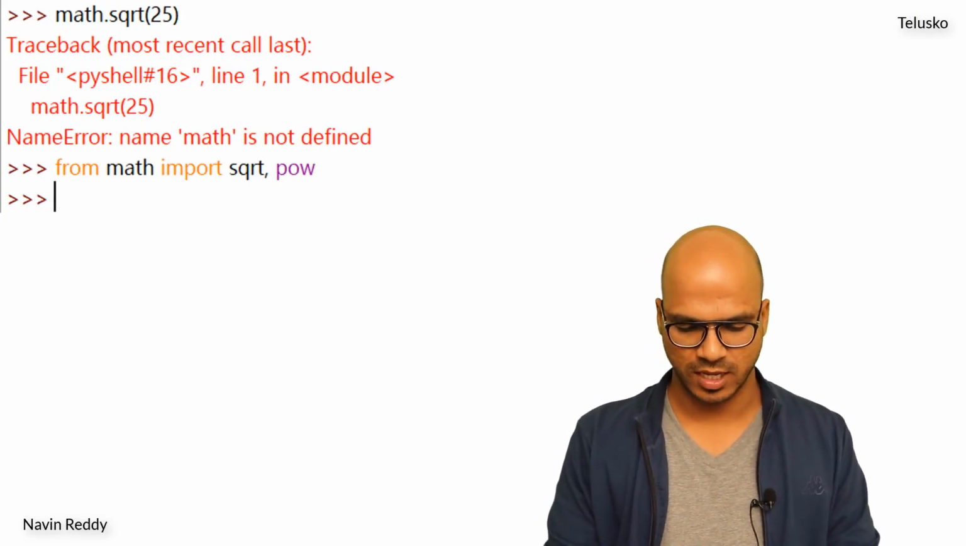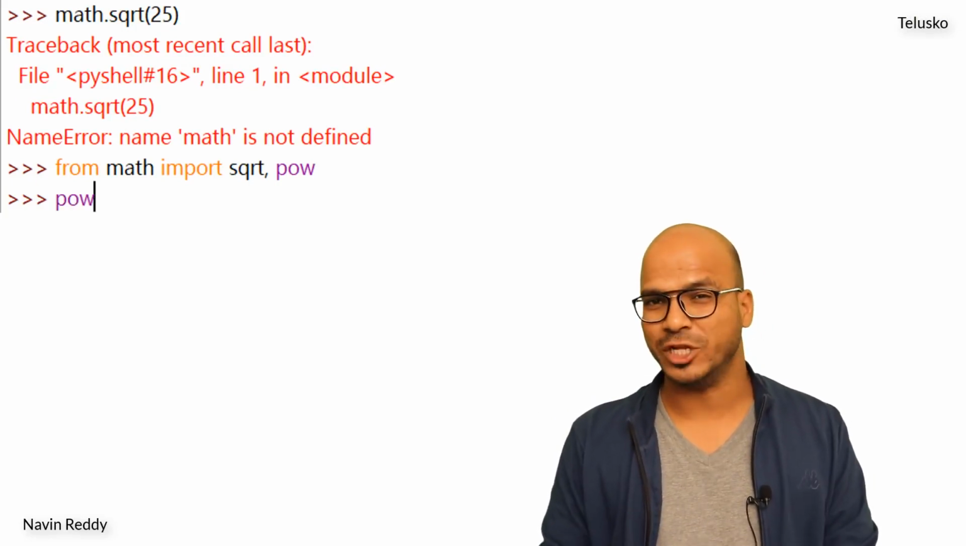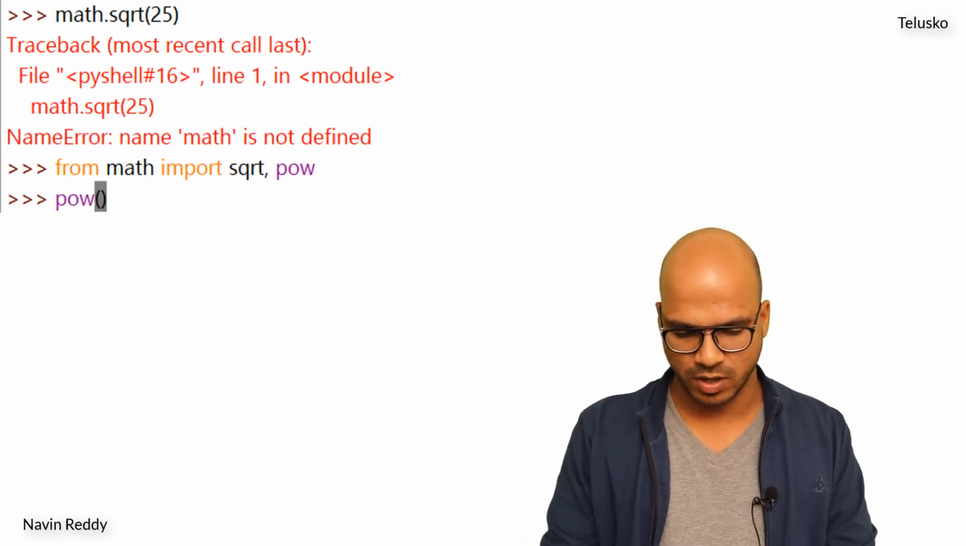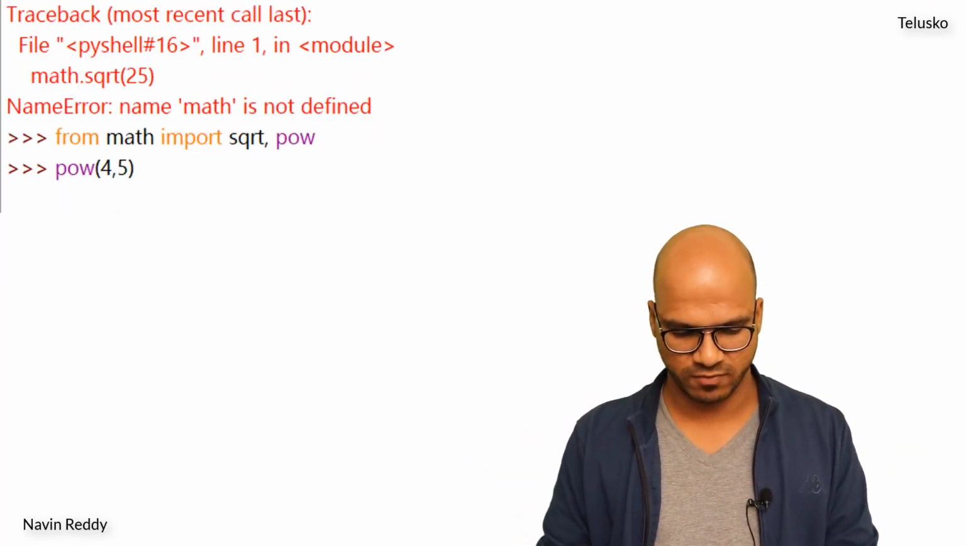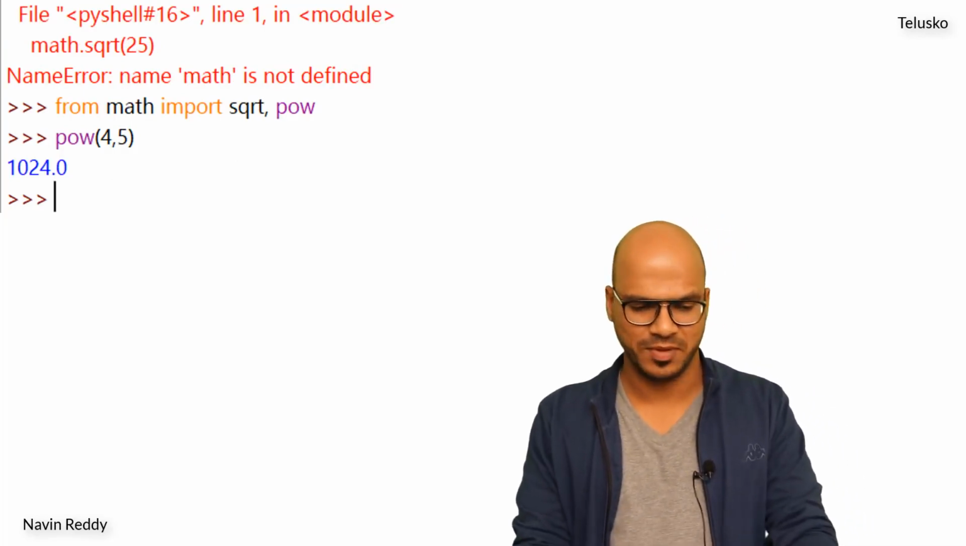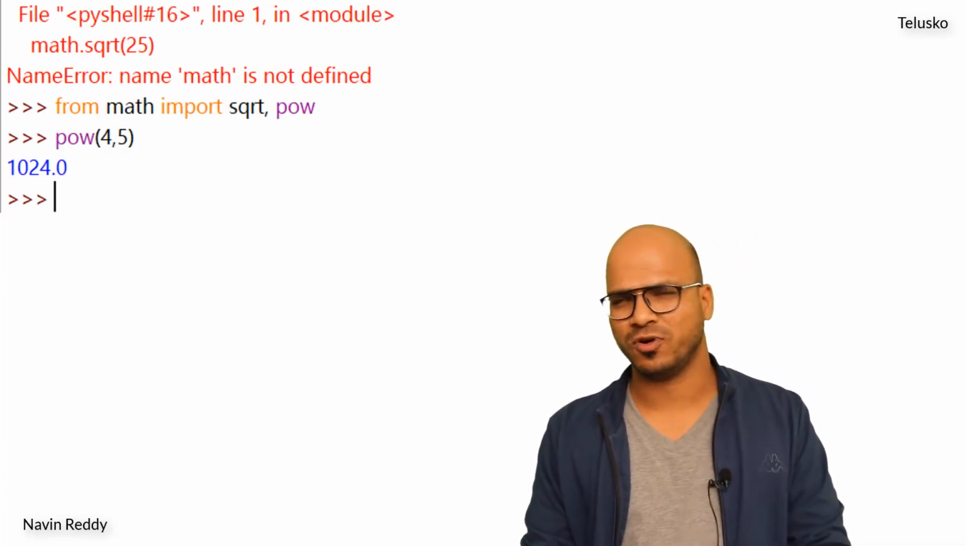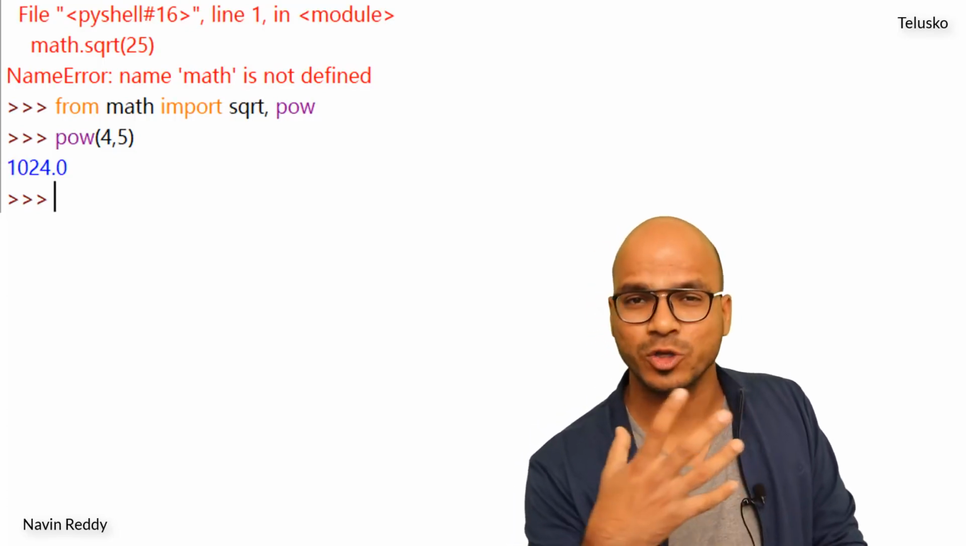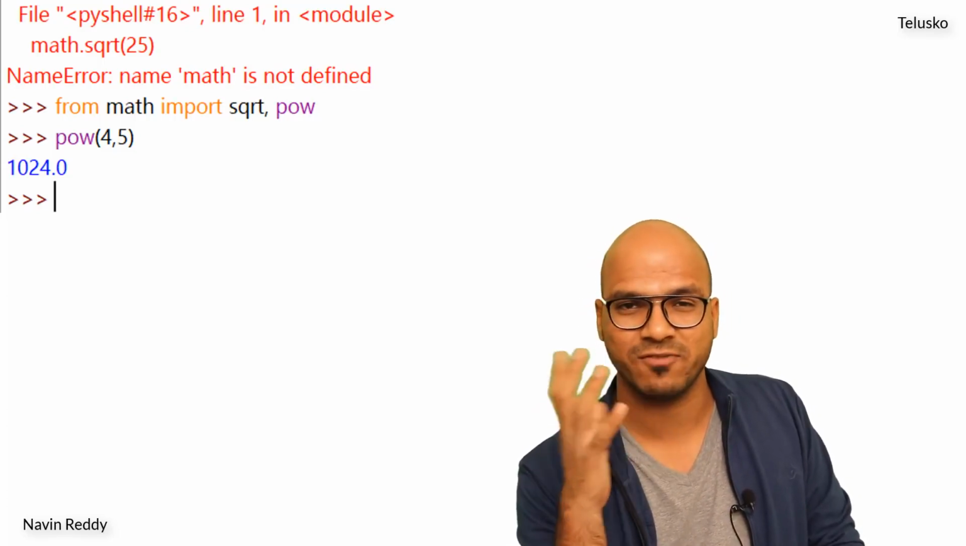Let's try. So I would say, in fact, now you don't even need to specify math because you have imported the function itself. So I will say power of 4 raised to 5. I don't know the value. Maybe it's right. So it's 1024. That's right. It's actually the right answer. So it works. So that's how you work with mathematical functions.